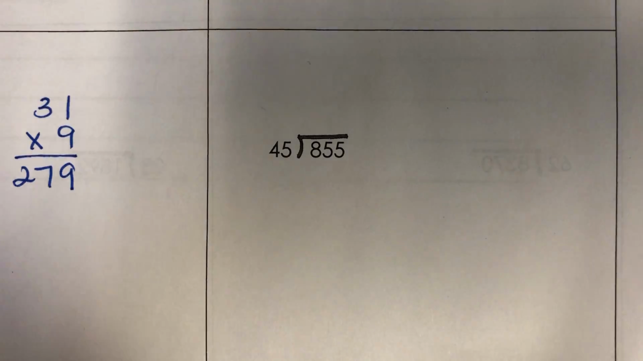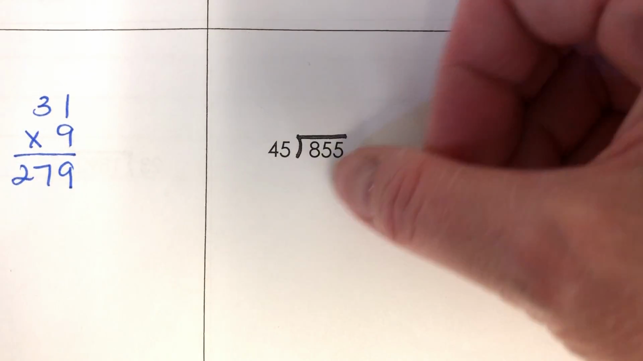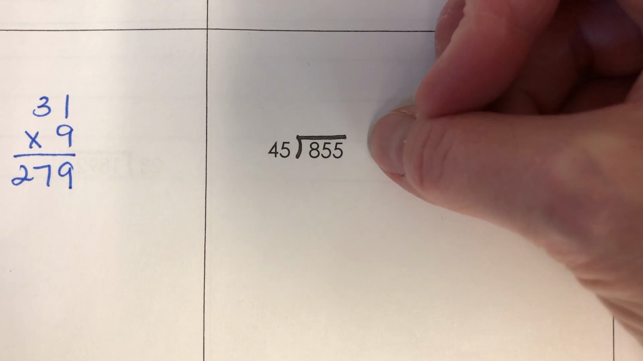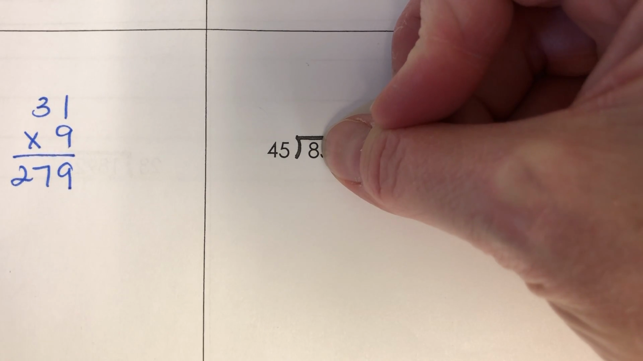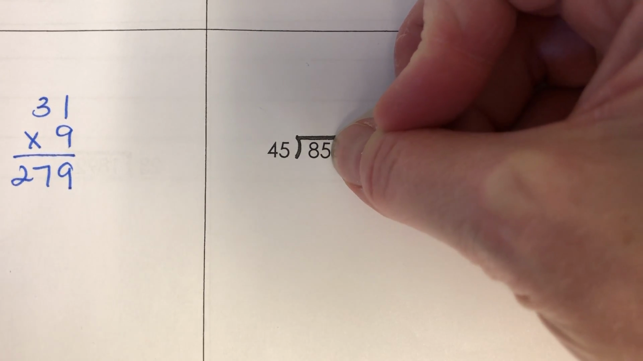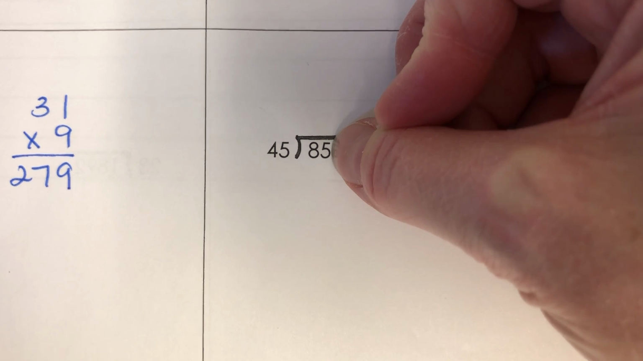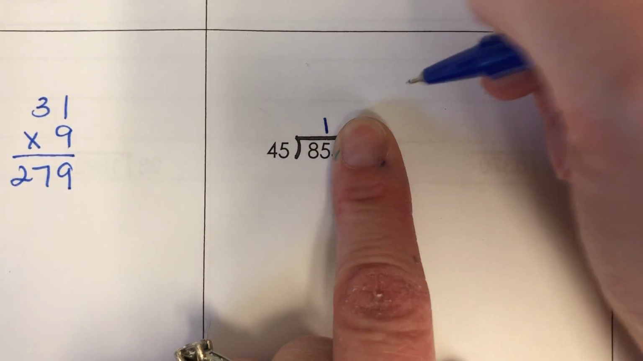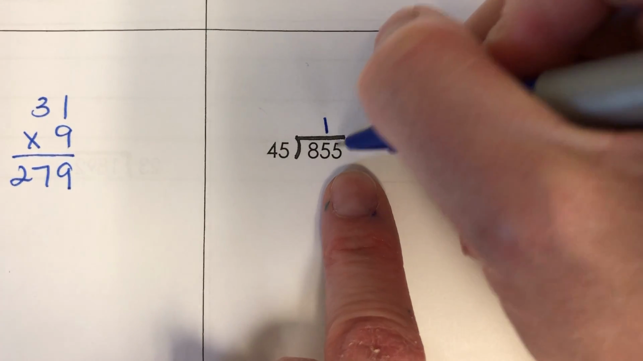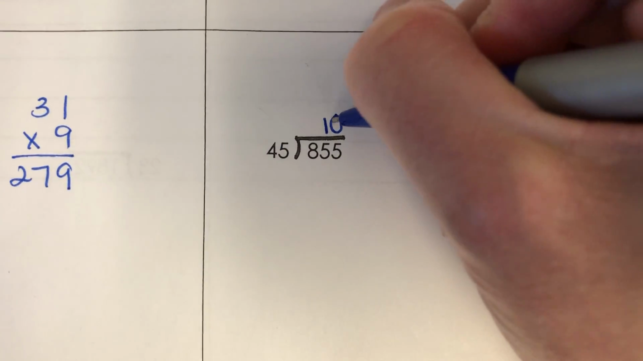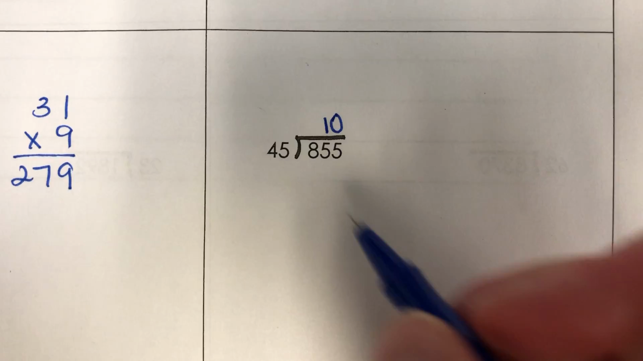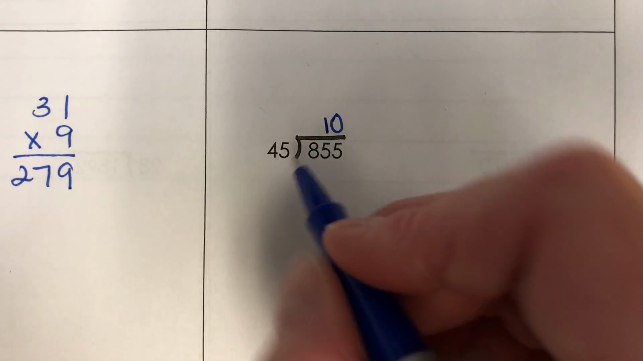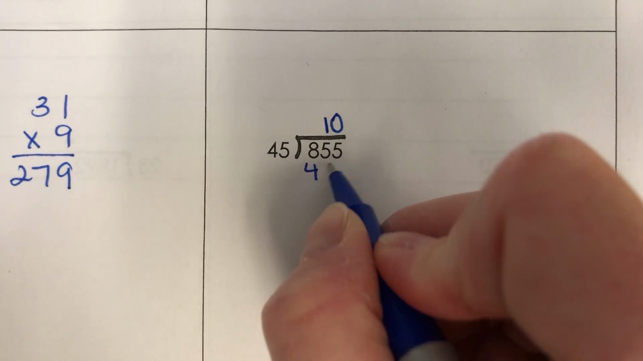All right, the next one, I have 45 into 855. I know that 45 will not go into 8. Could I fit 2 45s into 85? No, 45 plus 45 would be 90, right? So that's not gonna work. So that means I can only fit 1 45 into this 85, and remember above this other digit, I'm gonna write the 0. And again, I'm doing that because it's easy to multiply 45 by 10, right? It's just 45 with a 0 after it.